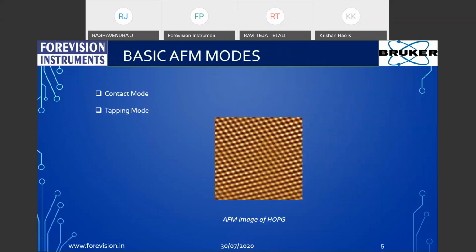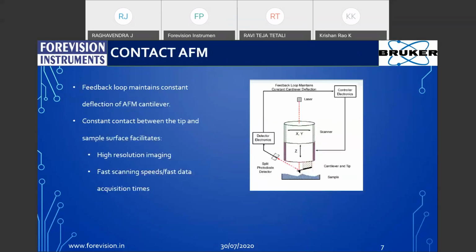So the basic modes of AFM are contact mode and tapping mode. And this is an AFM image obtained on a HOPG sample. You can see the beautiful high resolution of HOPG obtained by AFM. So this gives a basic glimpse of what AFM can do at the nanoscale. Now I'm going to the contact mode mechanism.